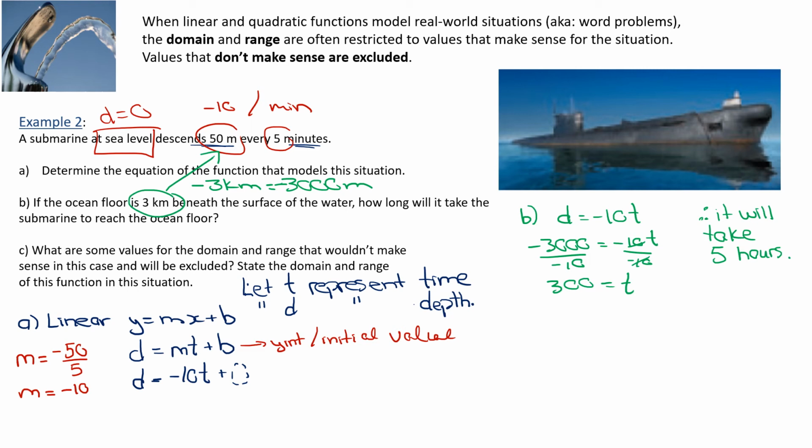Part C, no. So part A and B, we could have done that in grade 9. But part C, we're going to talk about domain and range. What are some values for the domain and range that wouldn't make sense, and in this case will be excluded? State the domain and range of the function in this situation. So this is what this statement is about here. When we have real world situations, word problems, we often have to adjust our domain and range. So let's talk first about the domain.